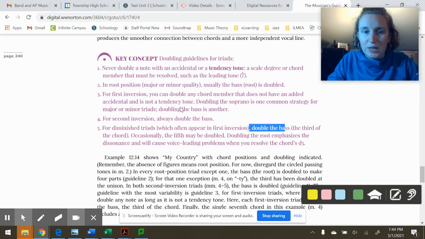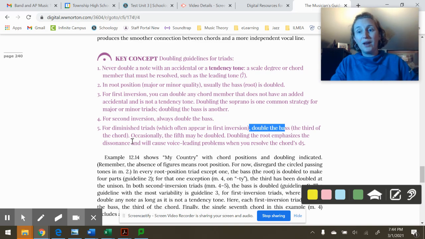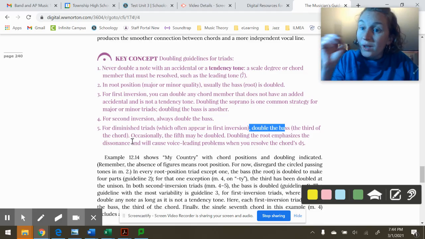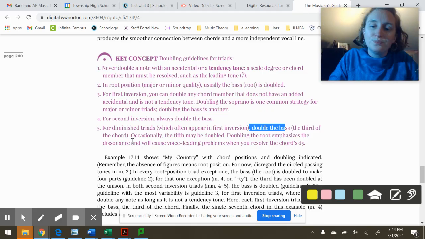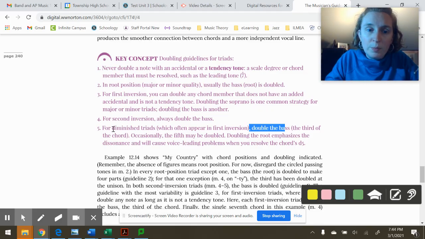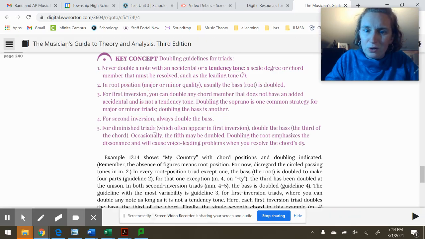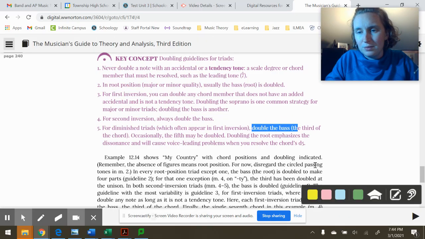So you're not going to see the leading tone chord or the 7 diminished chord, which is your most common diminished chord, in root position, because I don't want you to double the bass. It's a tendency tone and it wants to go to the tonic, and you can't have 2 notes going to the same note because that's a parallel octave. And that is another rule that we're going to get to. So you almost always see diminished chords in 1st inversion. While this falls under the 1st inversion thing, it also just needs to double the bass.